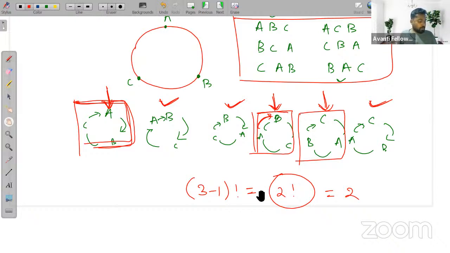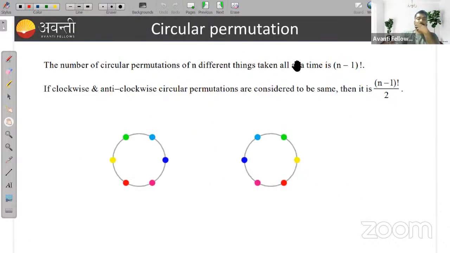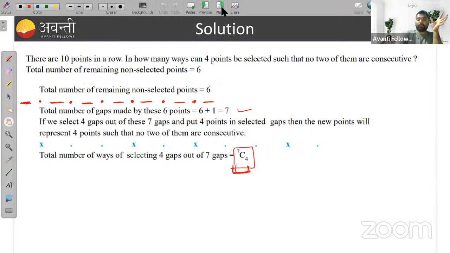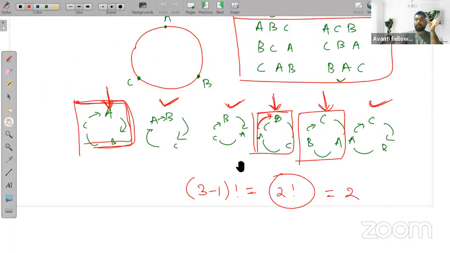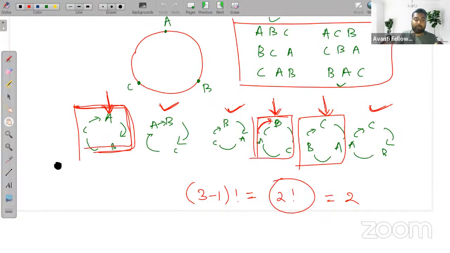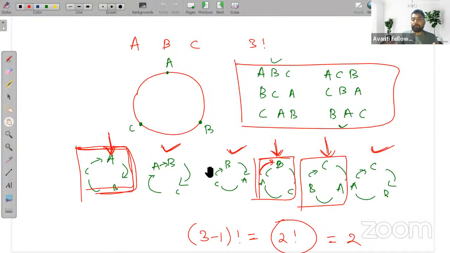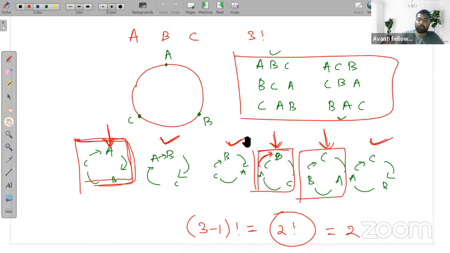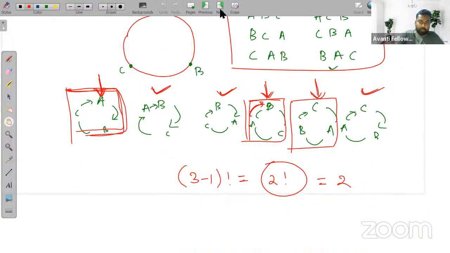Okay. Sure. So let's understand. If the clockwise and anti-clockwise circular permutations are considered to be different, as in this case, where we are considering the clockwise and anti-clockwise direction, then the answer will be (n minus 1) factorial, that is 2 factorial ways we can arrange them.